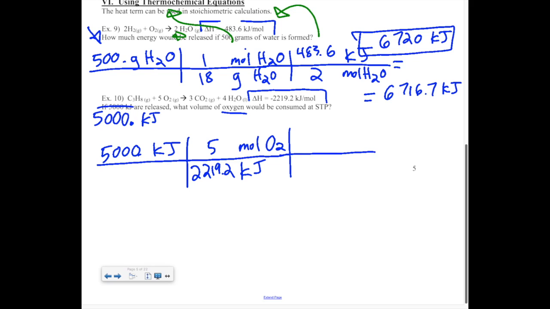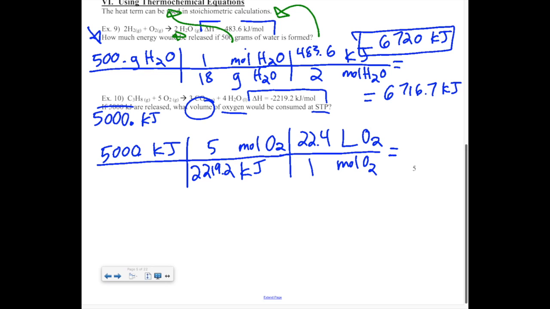And now I'm going to convert our moles of oxygen to liters of oxygen. Why liters? It's because the question asked for the volume. We remember from our gas stoichiometry unit we did in January or February that there are 22.4 liters in 1 mole of any gas at STP. So when I do this calculation, it's going to be 5,000 times 5 times 22.4 divided by 2,219.2.